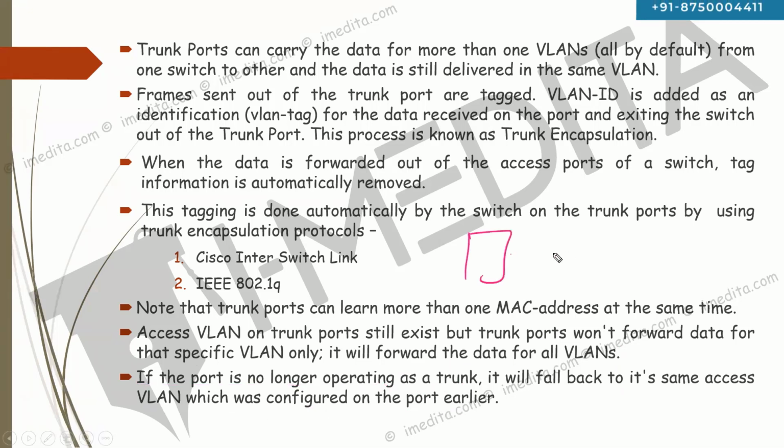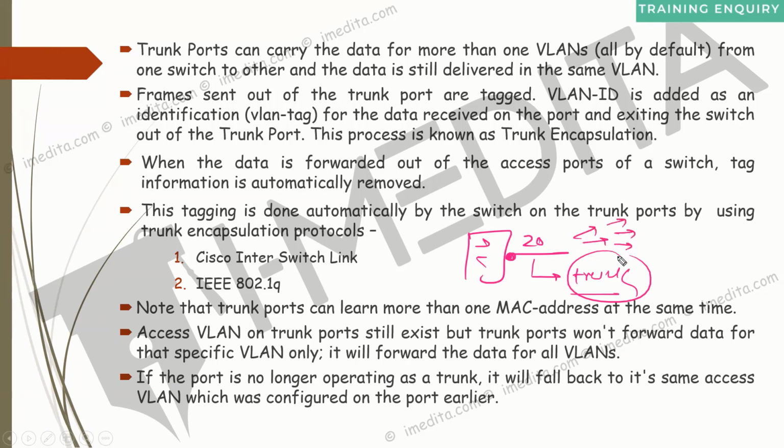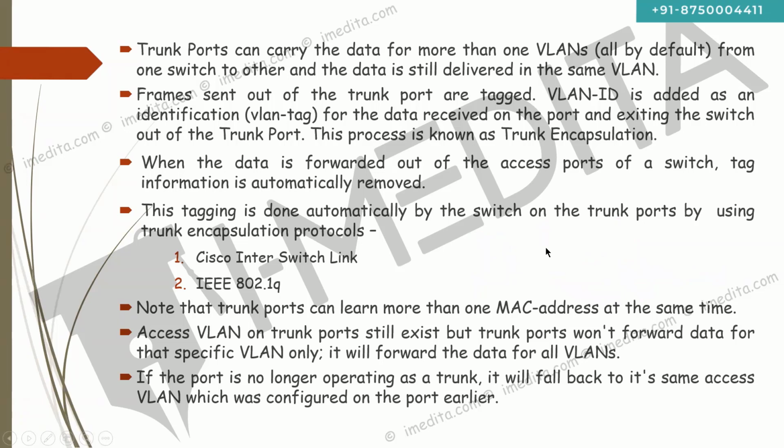So if the port was configured in VLAN 20 and you change that port to a trunk port, you will notice that the switch port will start forwarding data for all the VLANs, not only for VLAN 20. But if you change the port back to access, it will now start forwarding the data for VLAN 20, because that is what is configured onto that particular switch port. It's not like it will fall back to VLAN 1.